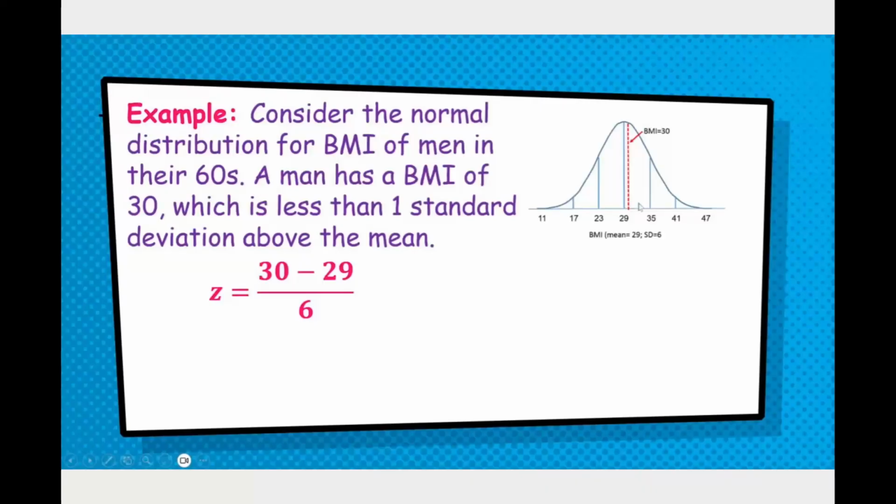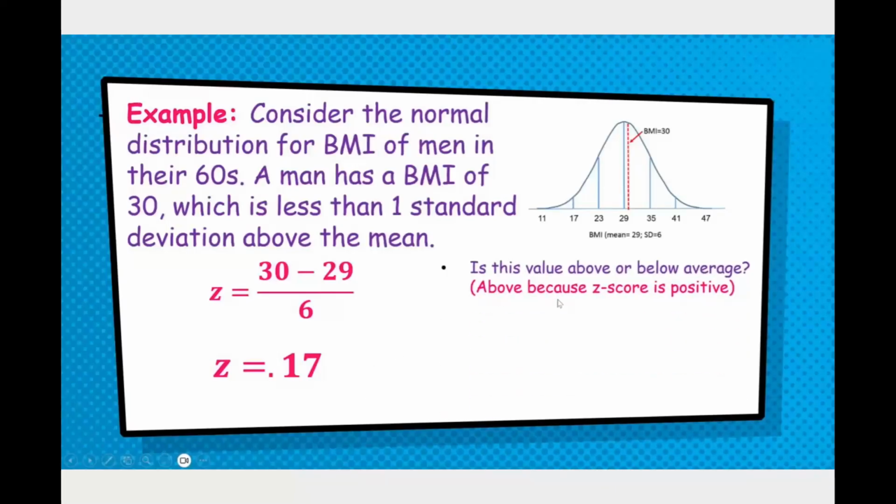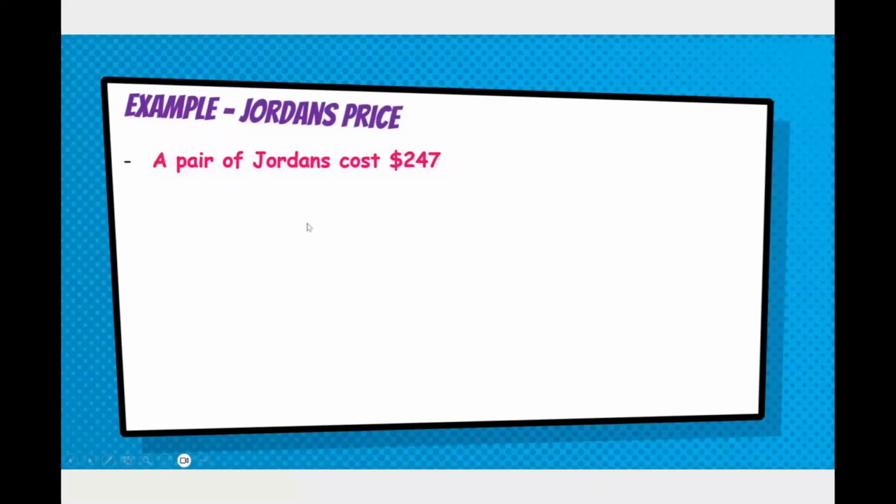Here's what I would do. I'd plug in my data value, 30, minus my mean of 29, divided by 6. When I hit enter, I get 0.17. For one thing, this is positive. This is a small number, closer to 0 than it is to 1. Remember, 1 standard deviation is the number 35. This is telling us how many standard deviations we are away from the mean. So we are 0.17 standard deviations above the mean. This is above average, and it's close to 0.